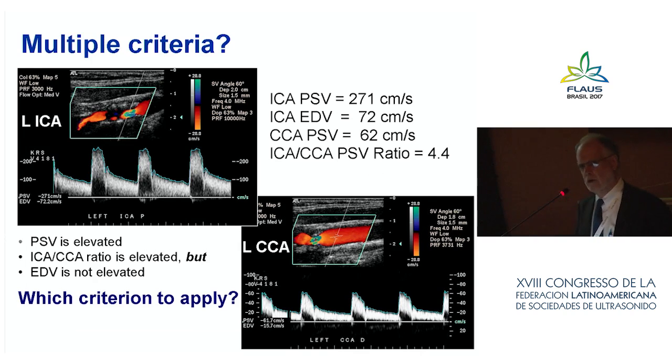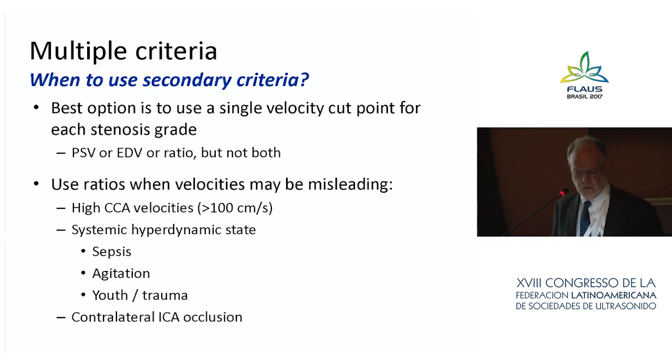You run into a problem with the SRU criteria if you use them, because sometimes the different criteria are in conflict. In this particular case, this is the internal carotid artery of this patient. Here's the common carotid artery. If you calculate the various things here, the internal carotid peak systolic velocity is 271, which would put it in the greater than 70% category. The end diastolic velocity is less than 100, so that would put it less than 70%, and so on. So when you have multiple criteria, the question is which one do you apply in which situation, and that leads to different interpretations by different physicians on different days, which is not good for decision making for the patient.